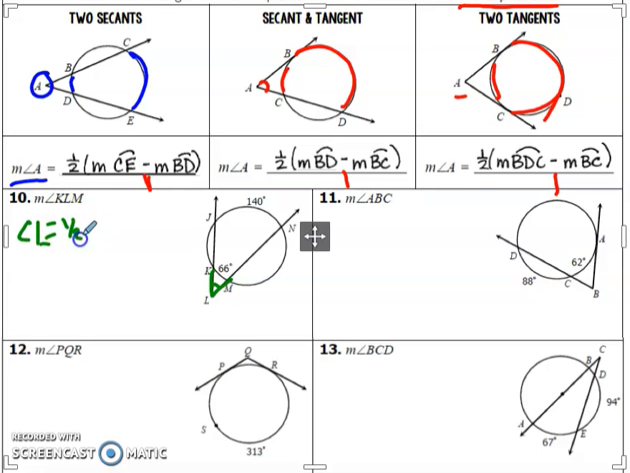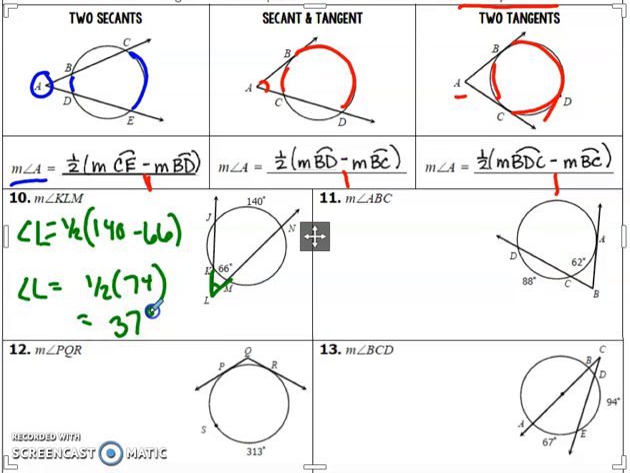is going to be equal to half of this arc, take away this arc. So 140 take away 66. Okay, your big arc, take away your small arc, and then half it. Okay? So angle L, 140 take away 66 is 74. So half of 74, or 74 divided by 2, is going to be 37 degrees. So I know angle L right here, or angle KLM, is going to be 37 degrees.